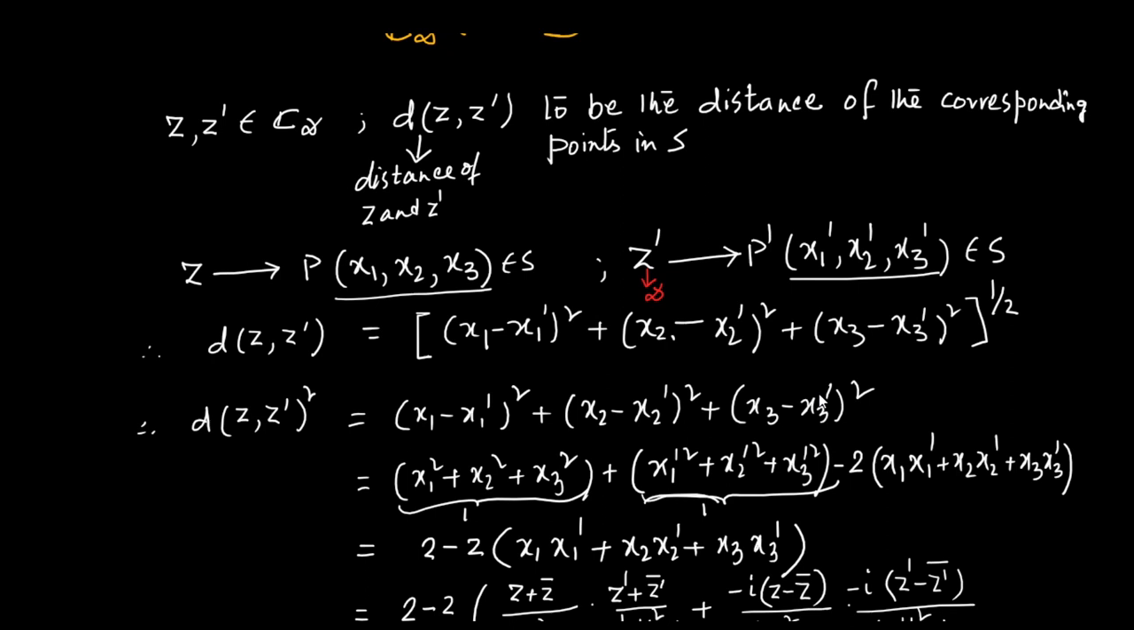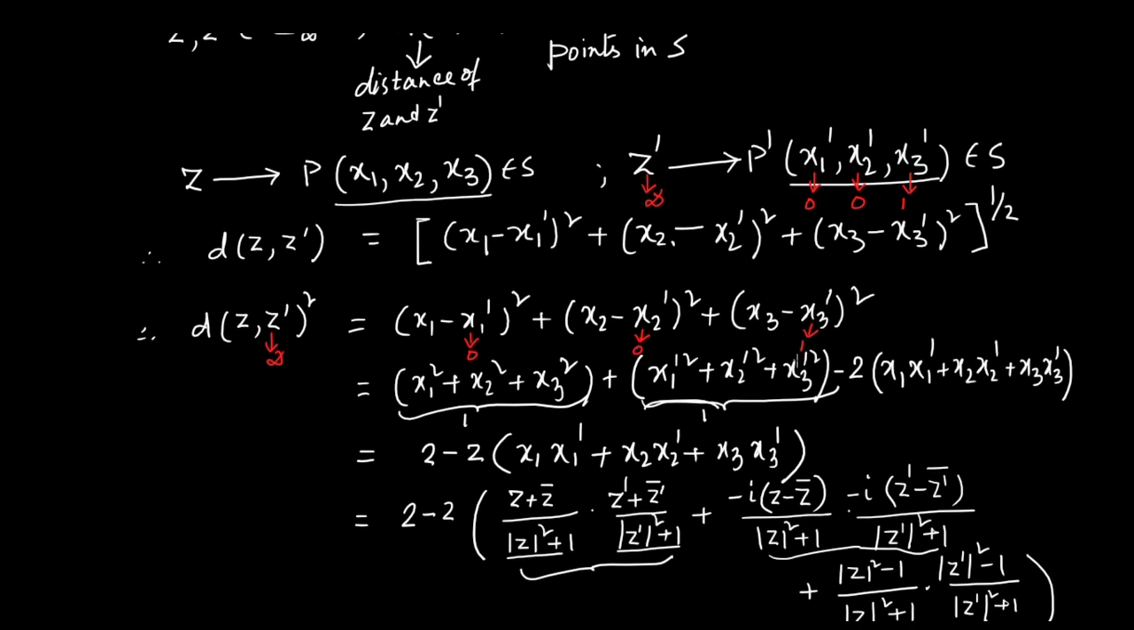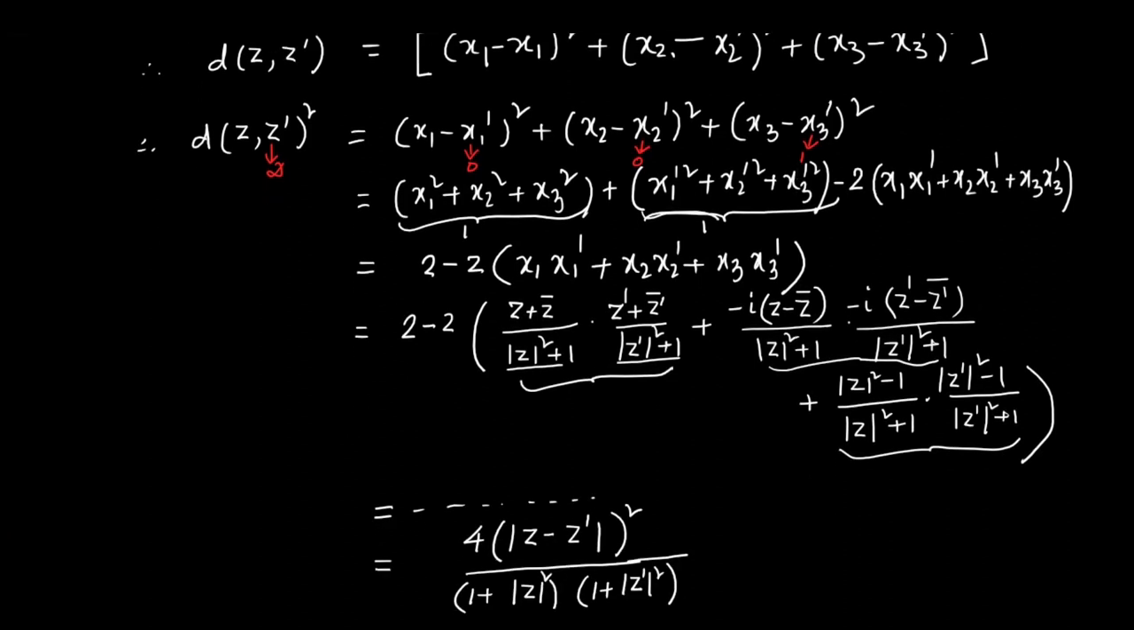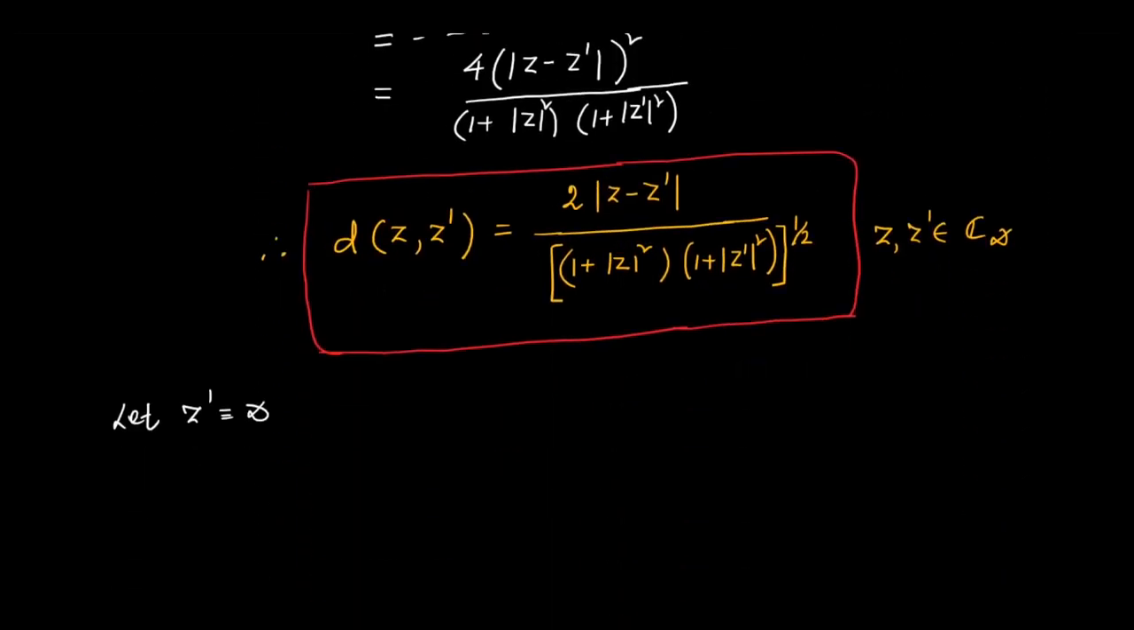Yes, the north pole. That means x1 prime will be 0, x2 prime will be 0, x3 prime will be 1. So the whole formula, if I write it once again, just look at the thing. By plugging in x1 prime 0, x2 prime 0, x3 prime 1, if I write the whole formula again, then what will I get?